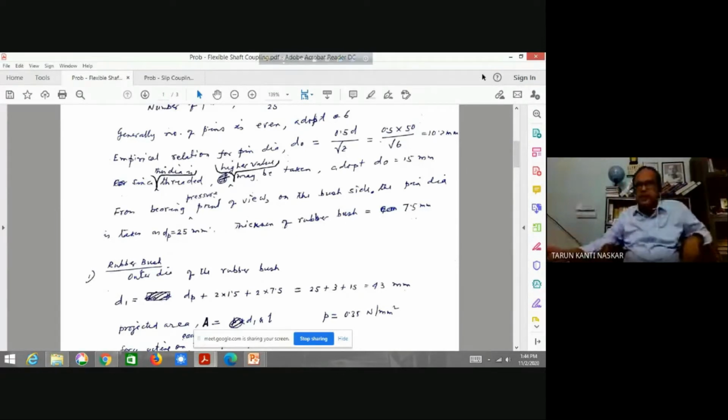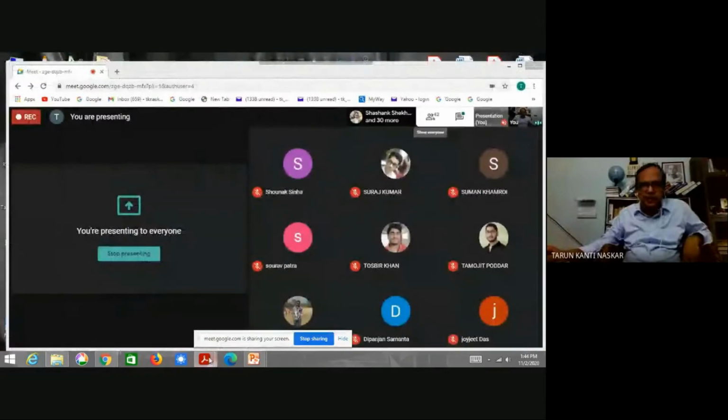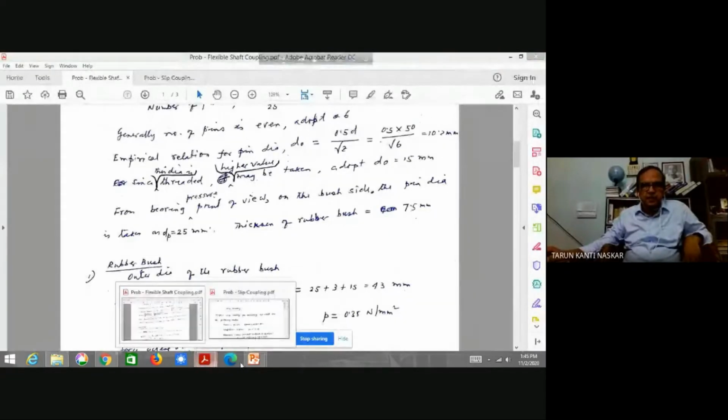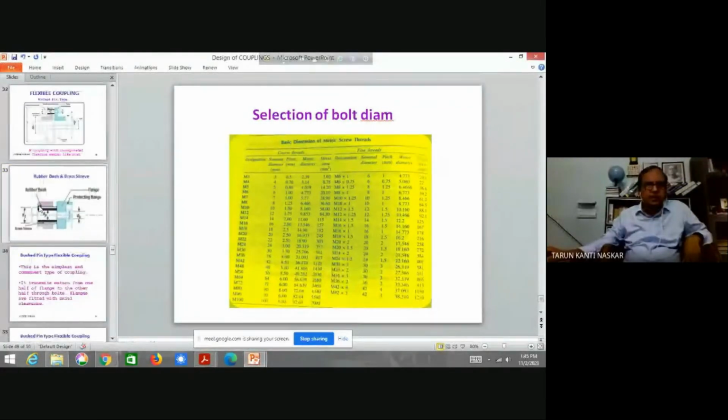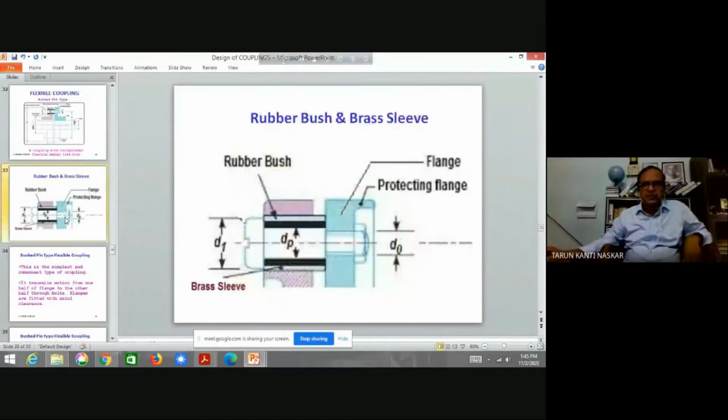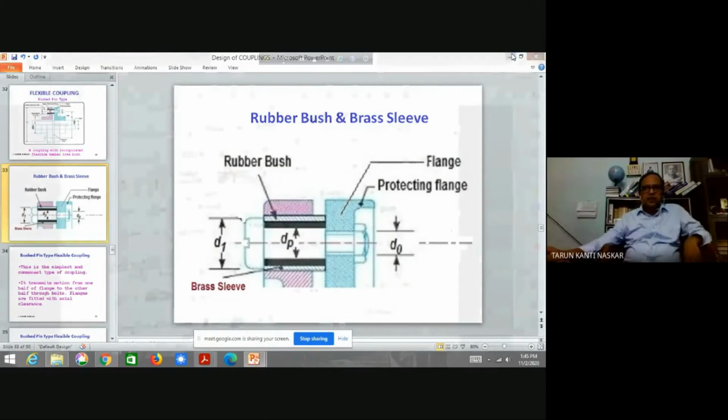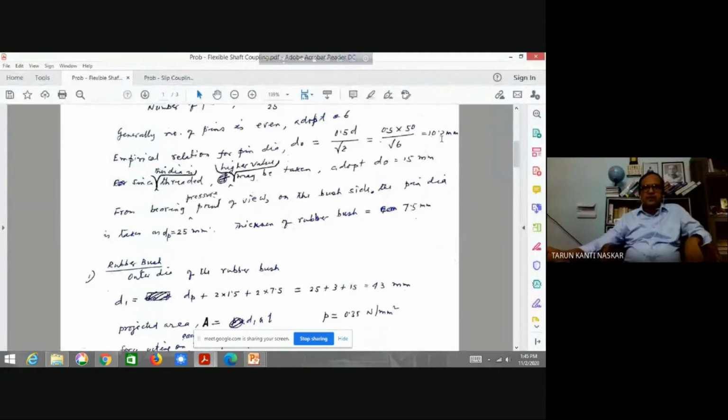Can you remember this figure? I will show you the figure. The figure is like this. See this figure. This is the smaller diameter end of the bolt, that is D0. So this D0 is found out. Then we have to find out DP. So we are considering first D0, and this D0 is found out. Okay, is it clear? D0 is found out as 10.2. Then we adopt D0 as 15 millimeter.